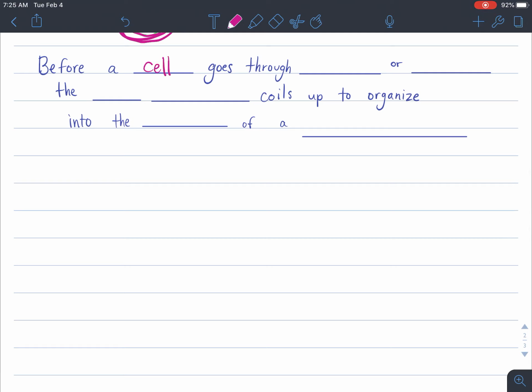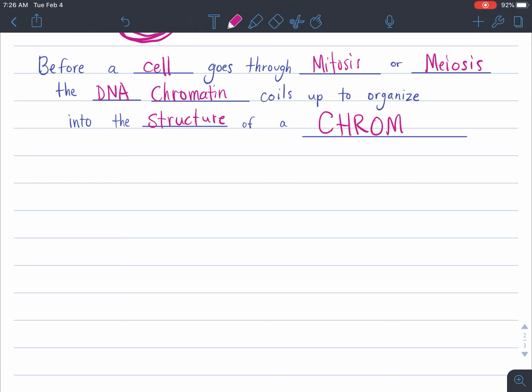before a cell goes through either mitosis or meiosis, remember there's two cell division processes, before that cell divides, the DNA chromatin, remember that chromatin, that stuff I just talked about, that's like the thread-like structure of DNA, the DNA chromatin actually coils up even further to organize into a new structure, the structure of a chromosome. All right, so chromatin makes a chromosome.